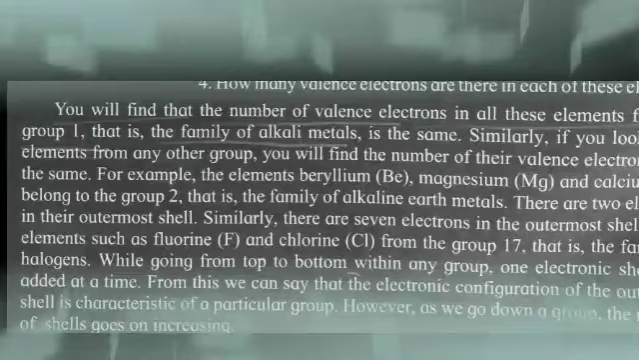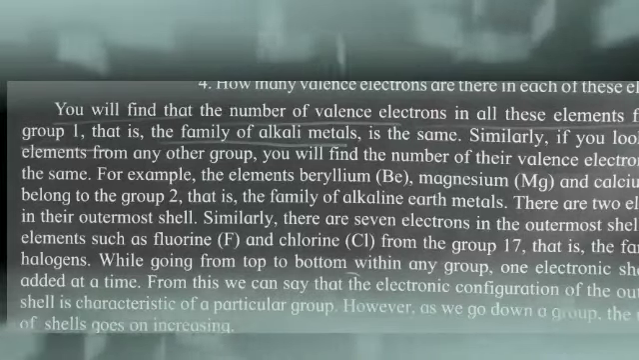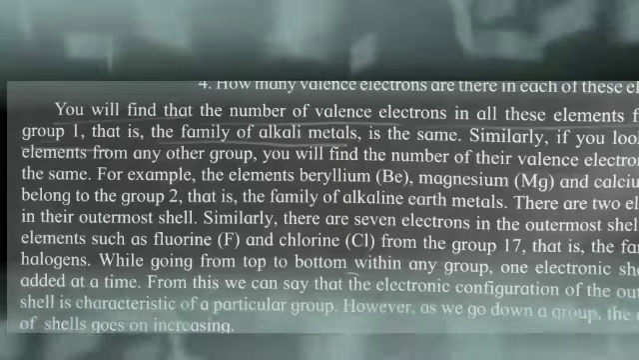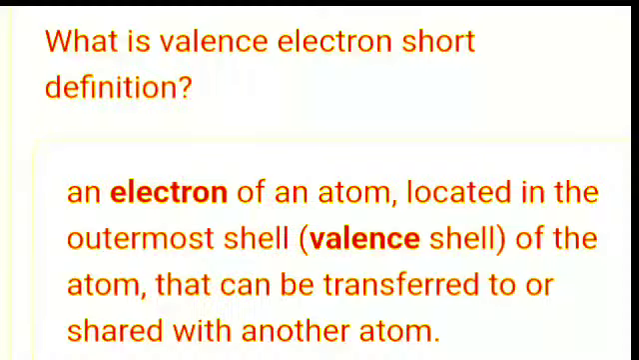Groups and electronic configuration. You will find that the number of valence electrons in all the elements from group 1, that is the alkali metals, is the same. What is a valence electron? An electron of an atom located in the outermost shell is called a valence electron, which can be transferred to or shared with another atom.